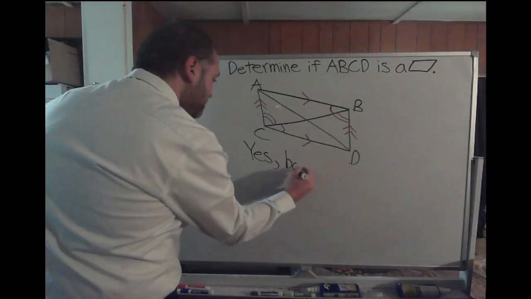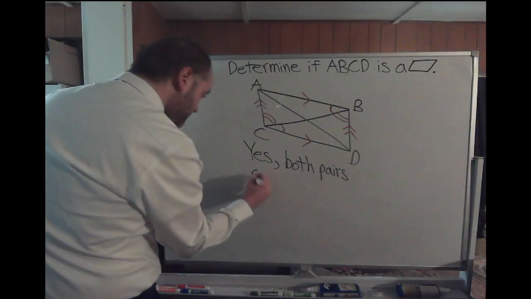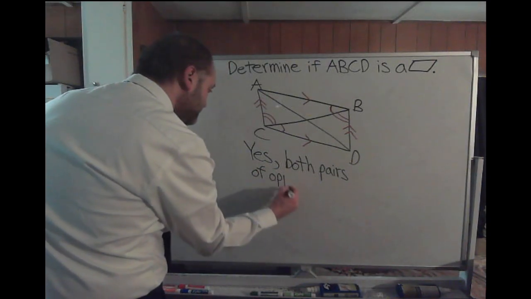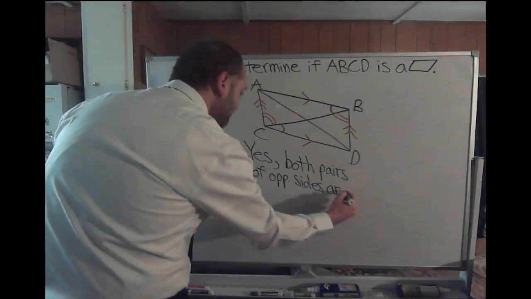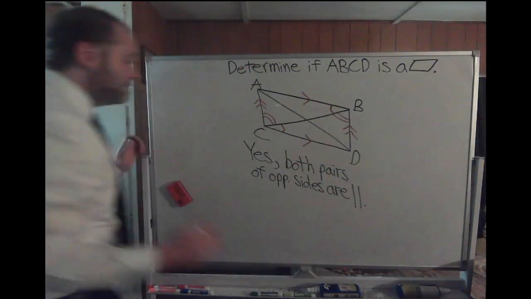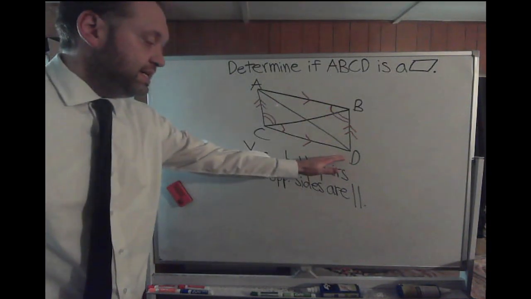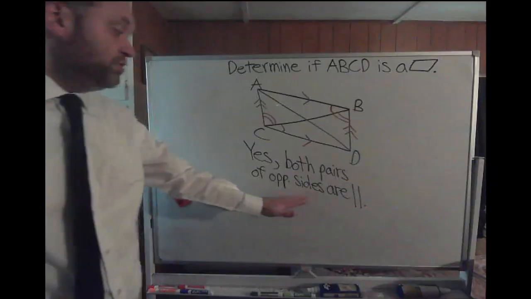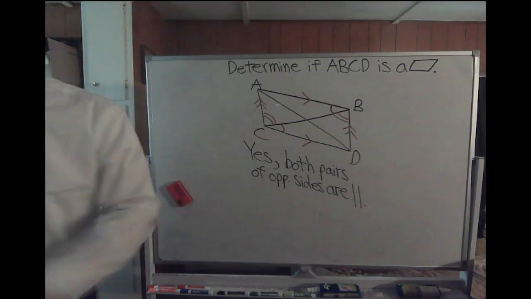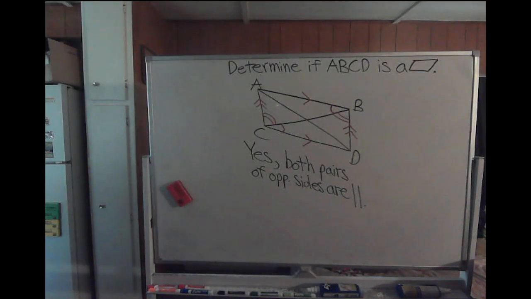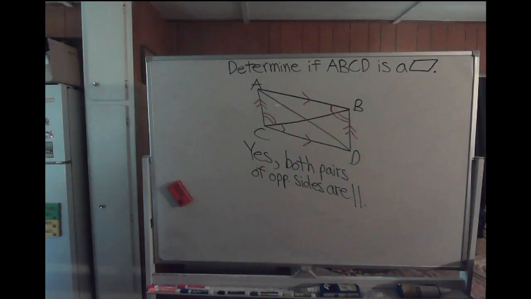Yes, both pairs of opposite sides are parallel. So yes, we actually can soundly conclude that quadrilateral ABCD is a parallelogram because both pairs of opposite sides are parallel. All right. So for these ones, we just determine whether or not a quadrilateral is a parallelogram.